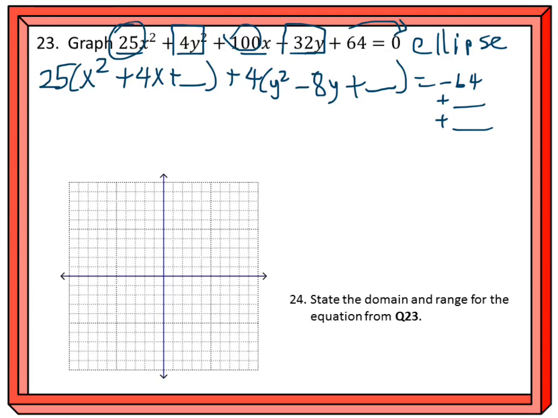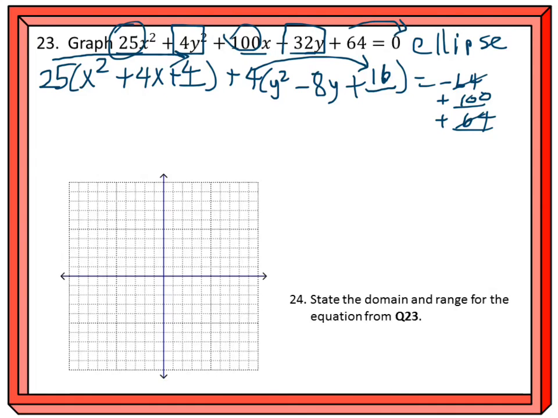Okay, so the first one, half of 4 is 2, 2 squared is 4, but I didn't really just add 4, I added 25 times 4, which is 100. So I'm going to add 100 to this side. Okay. On the y's, half of the 8 is 4, negative 4 squared is 16, but I didn't add 16. I added 4 times 16, which is 64. So I can see these 64s are going to cancel, and I'm just left with 100 over there.